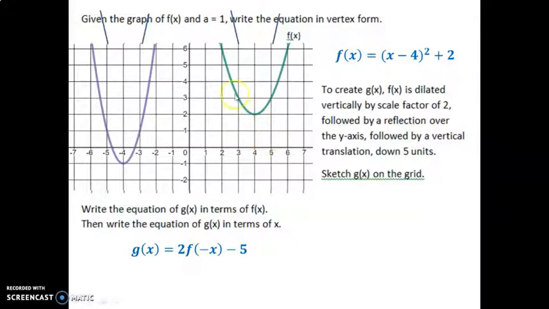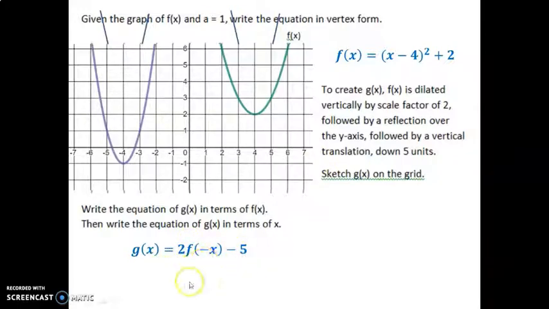Then we reflect it over the y-axis. We can see that here. X values are made negative when you reflect over the y-axis, so x values are made negative here. And finally, we went down 5 units, so 5 is subtracted from the entire function because we're affecting y values. Now, it says write the equation of g of x in terms of x. So this is it written in terms of f of x, right? And now we're going to rewrite it where it doesn't have the f function in here anymore.